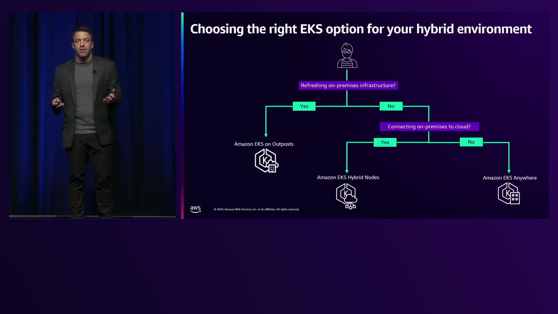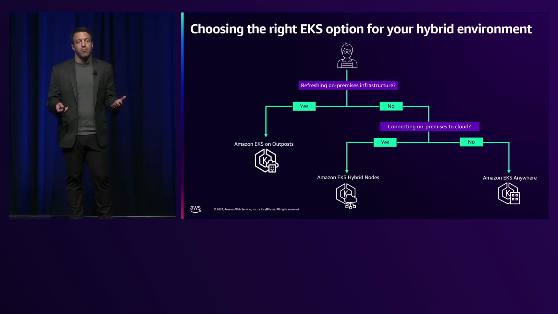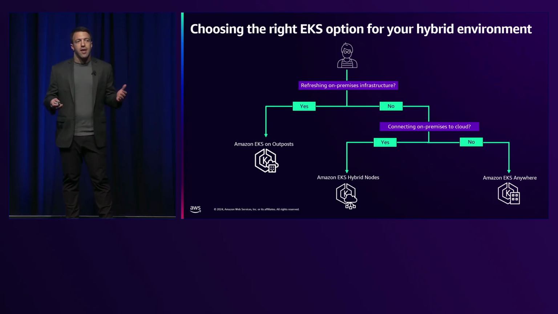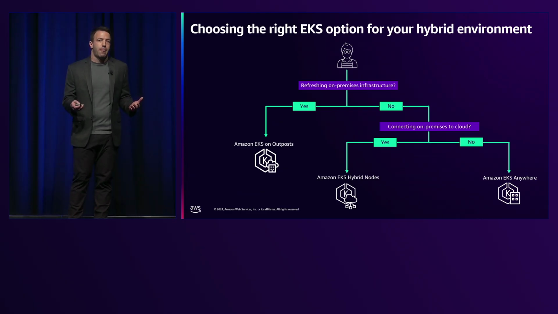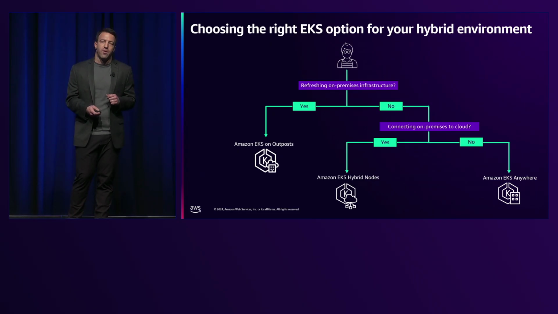All right, before we go, let's touch on a simple decision tree for how you can decide which EKS hybrid solution best meets your needs, best suits your use case. So you have to ask yourself a couple of questions. First, do I already have AWS Outposts running on-prem, or am I considering an infrastructure refresh? If the answer to this question is yes, then running EKS on Outposts is going to provide the most consistent experience with running EKS nodes in the cloud and the tightest integration with AWS.